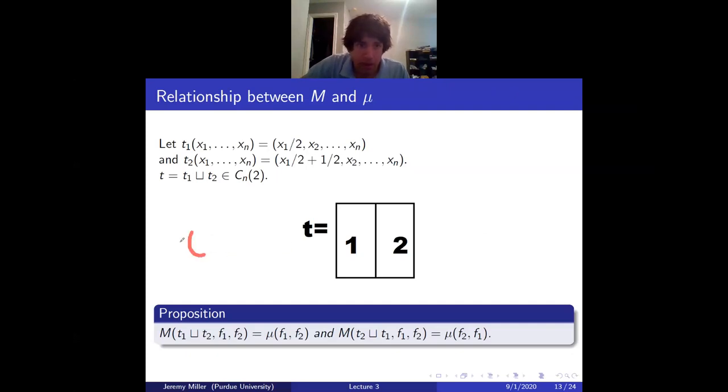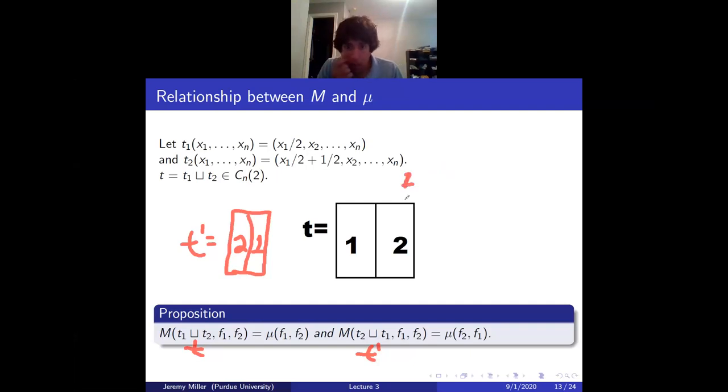So maybe if we let T prime be this picture, 2, 1. This is terrible, I cannot draw 2, 1. Then the multiplication associated to T gives you the usual multiplication, and the multiplication associated to T prime gives you the group structure, but in the opposite order. Any questions on this statement?